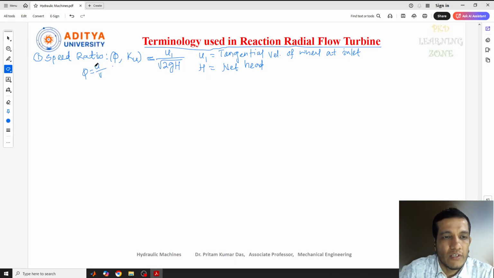The value of this speed ratio varies between 0.6 and 0.9, and basically it is a dimensionless parameter.